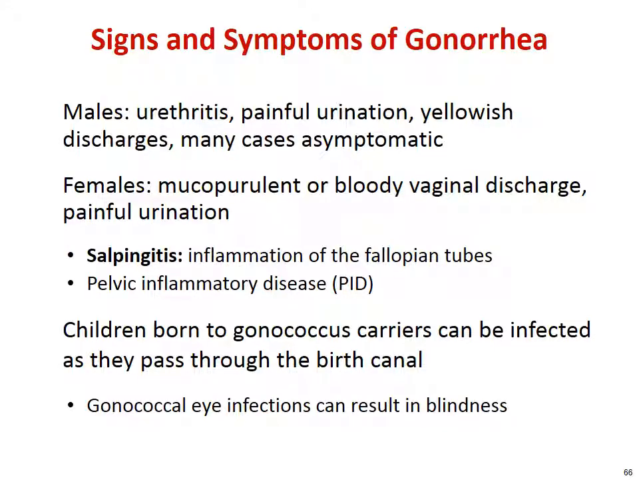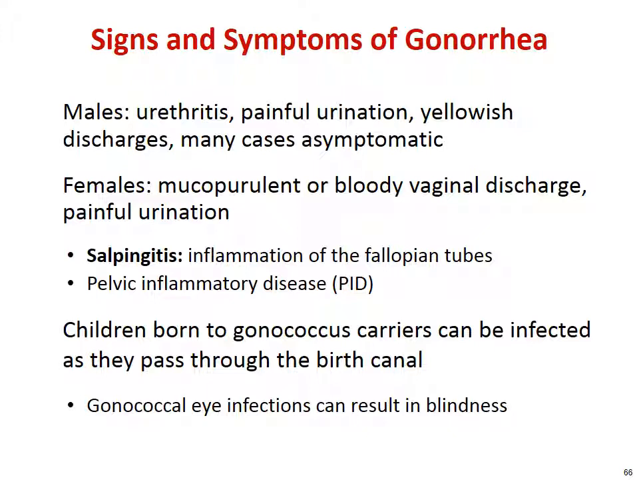So let's talk about some signs and symptoms of gonorrhea. With gonorrhea, males are typically going to be asymptomatic, but if they do have symptoms, that includes inflammation of the urethra, painful urination, and even discharge. Females, on the other hand, typically do have symptoms, and they'll often include things like a nasty vaginal discharge, including blood, or even painful urination. What's more concerning here is untreated cases in females can lead to inflammation of the fallopian tubes and ultimately into pelvic inflammatory disease, which can lead to sterility.